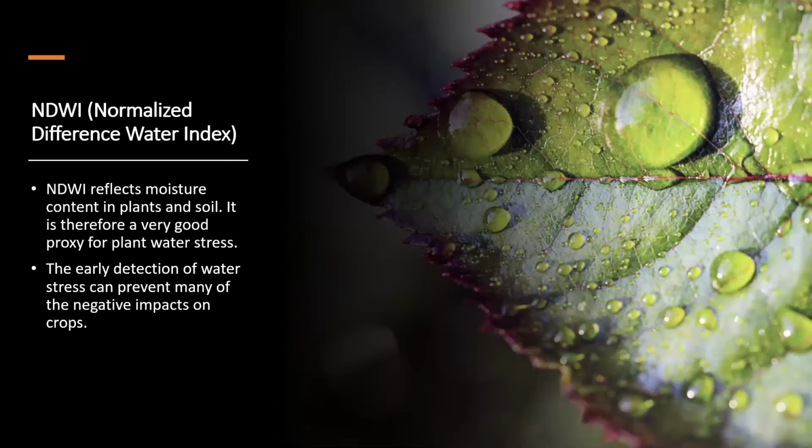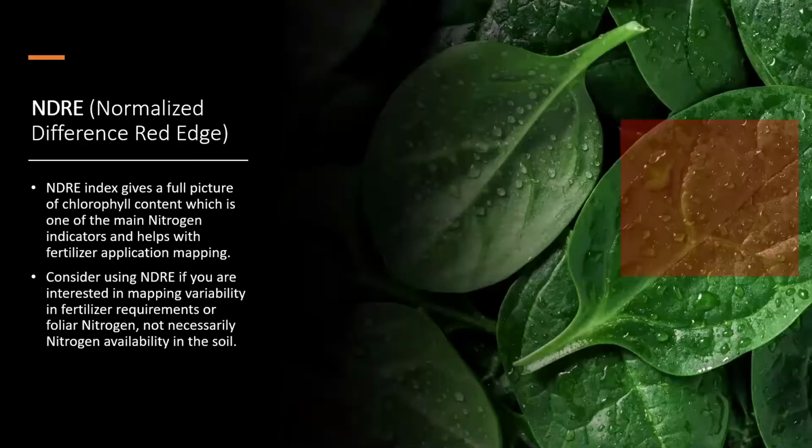The second index we are going to look at is the Normalized Difference Water Index, or the NDWI. NDWI reflects moisture content in plants and the soil. It's therefore a very good proxy for plant water stress. The early detection of water stress can prevent many of the negative impacts in the crops.